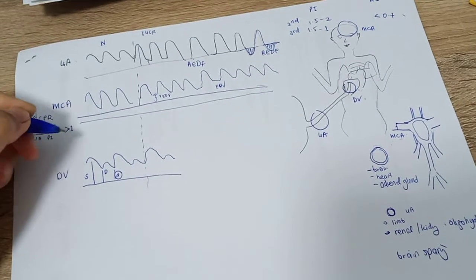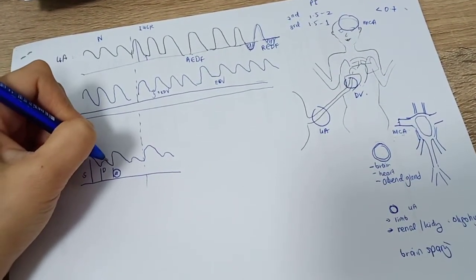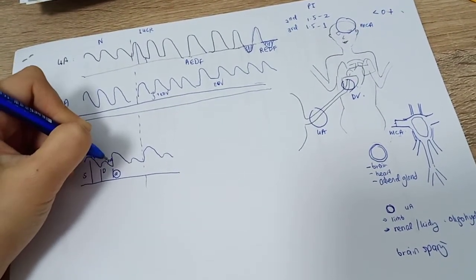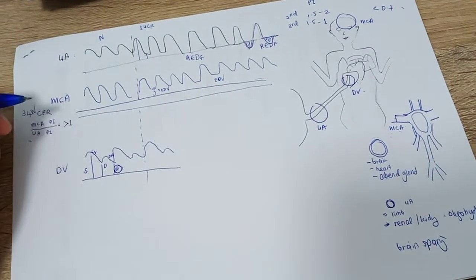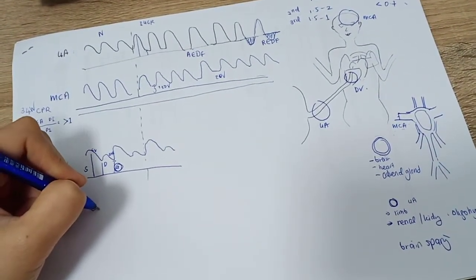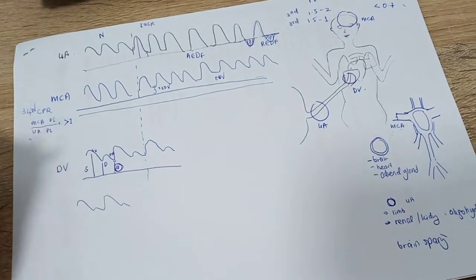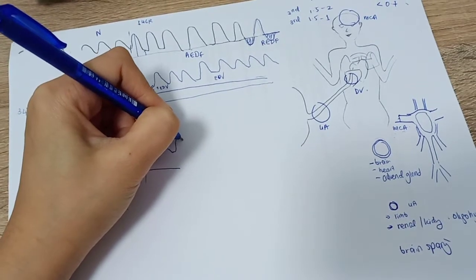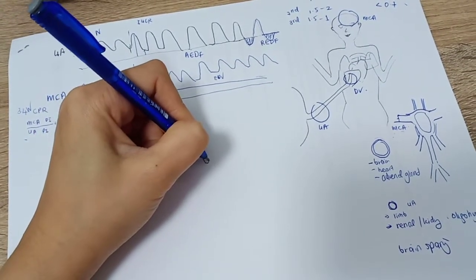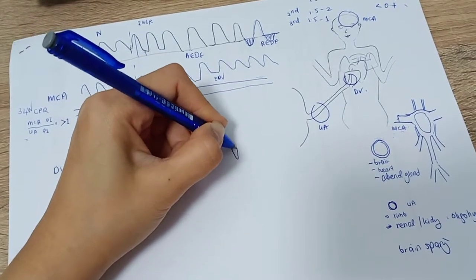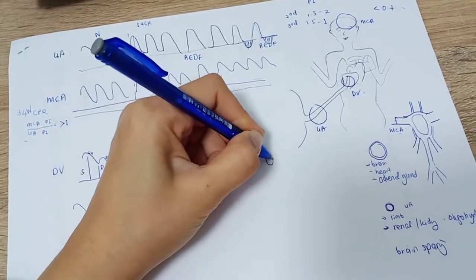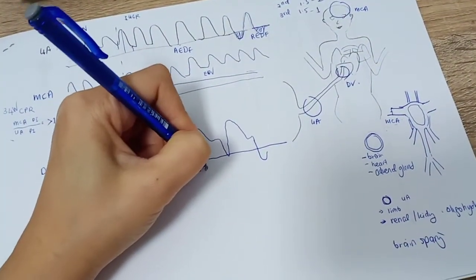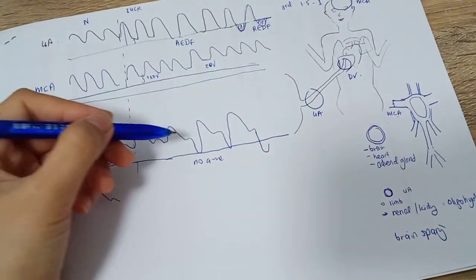The A wave is basically the atrial systole. So this one is the systole for the ventricle, this one is the systole for the atria, so you have the A wave. Usually the pattern looks something like this. But in an abnormal condition, you will have absence of the A wave, or it can be reversed. So no A wave, or a negative A wave, is a bad prognosis.